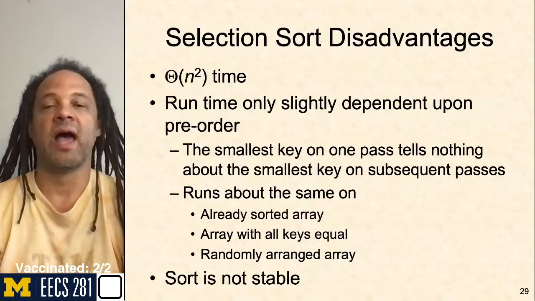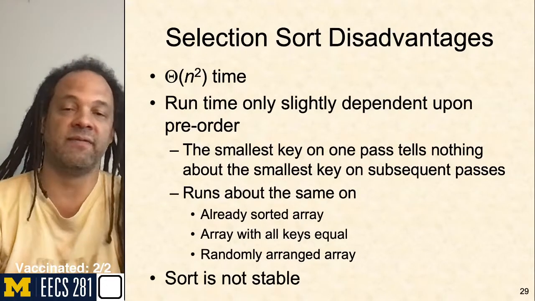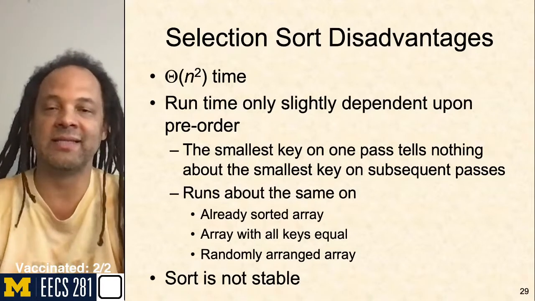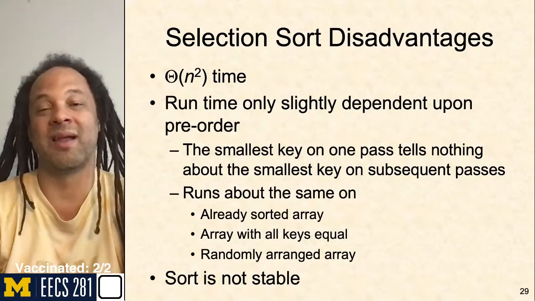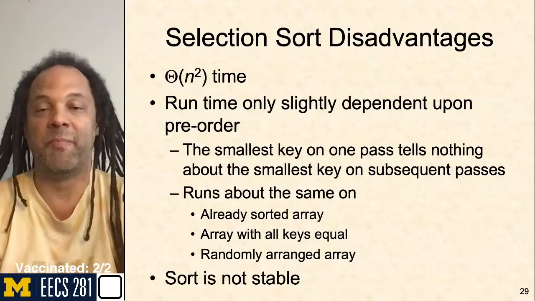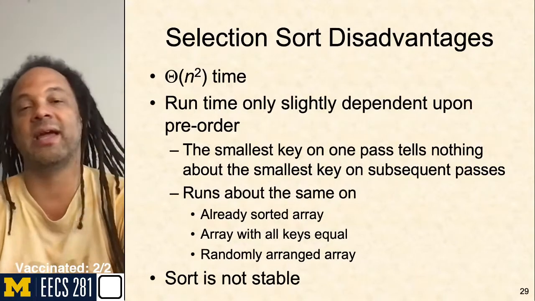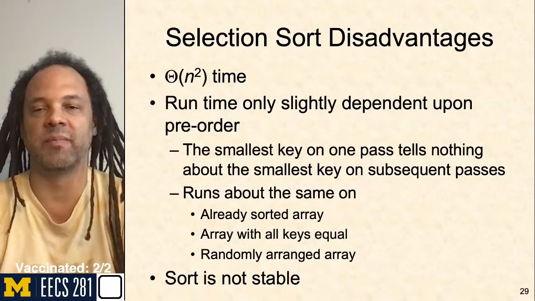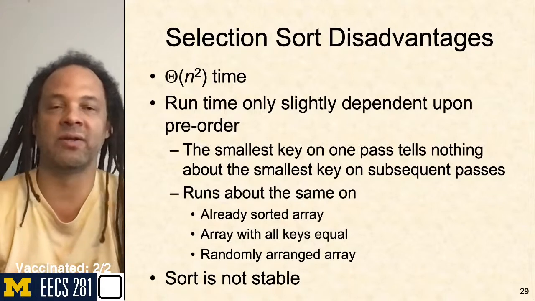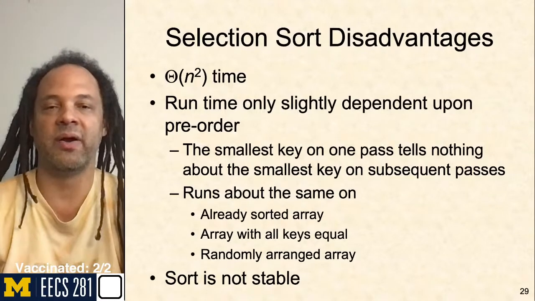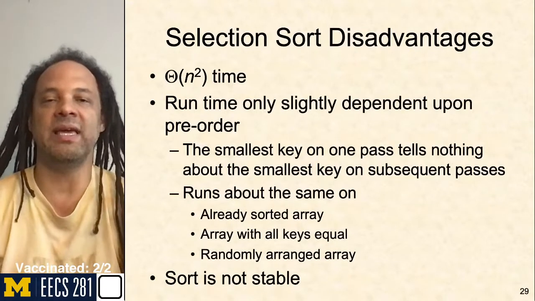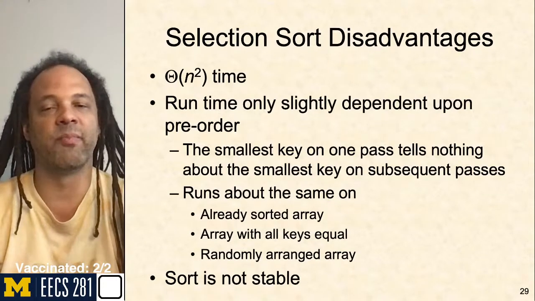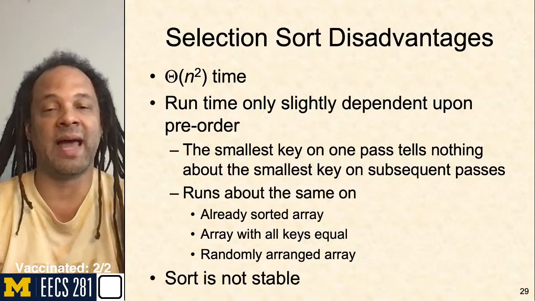The disadvantages are all the elementary sort disadvantages, which is it's an n-squared algorithm. And in this case, we're going to say it's tightly bound. It's going to be almost always n-squared. So best case, worst case, average case, n-squared here, right? Because we've got to do those comparisons no matter what, the comparisons are going to sink us to n-squared all the time. Even in our most adaptive version, it's n-squared. The runtime is only slightly dependent upon the pre-ordering, so it gets a little better, but not much.